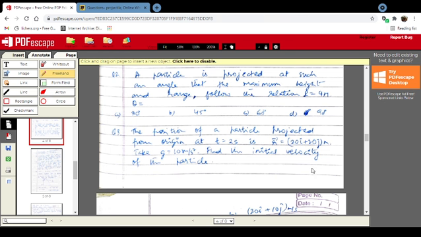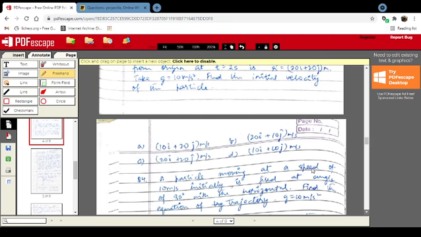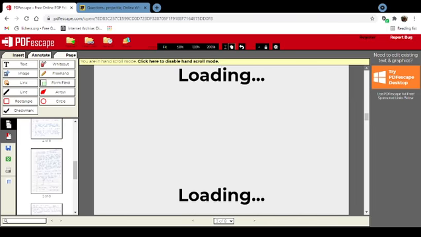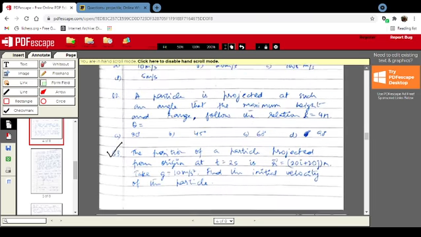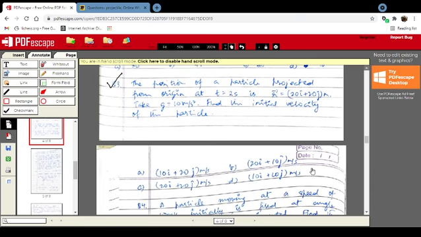The first question which we have is: the position of a particle projected from origin at t equal to 2 seconds is the r vector 20i plus 20j. Take g equal to 10. The position of the particle is given at 2 seconds. Find the initial velocity of the particle.